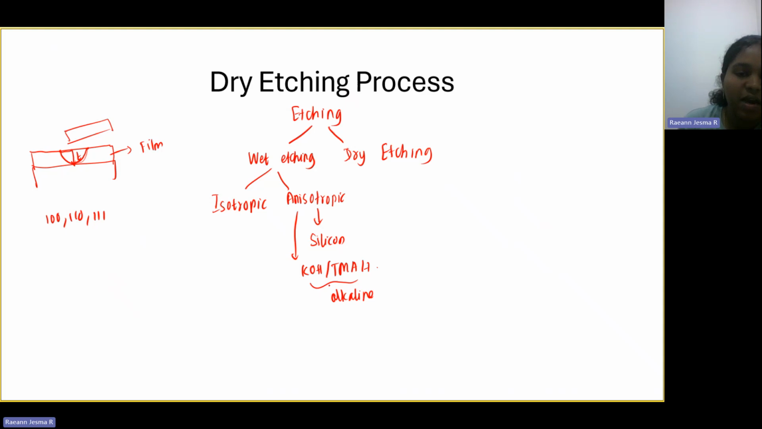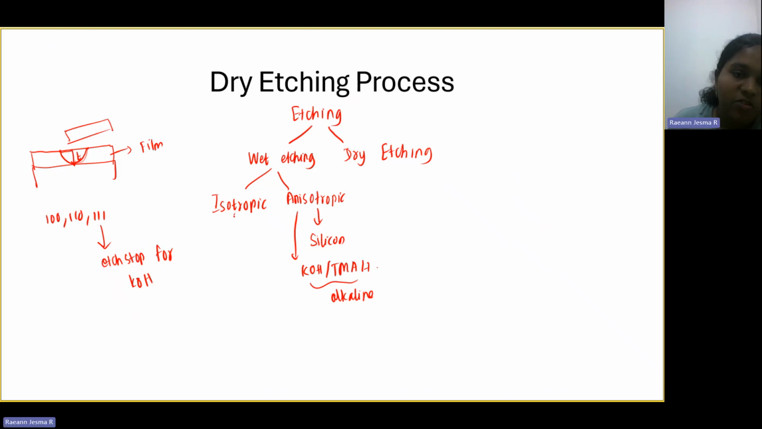Here your 111 is generally etched slowest for the KOH. So it will etch in the 100 and 110 directions. Depending on whether you have a 100 wafer, 110 wafer or 111 wafer, your etch profile will become different. And for isotropic etching, we generally use acid-based etchants. So this is wet etching.